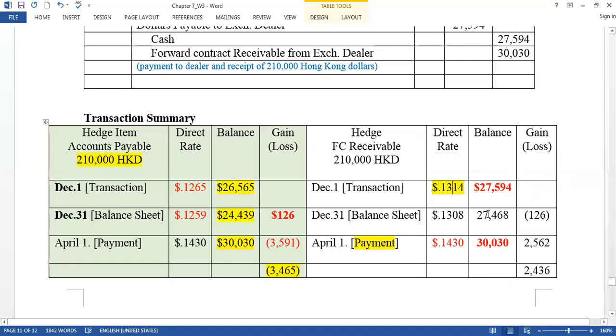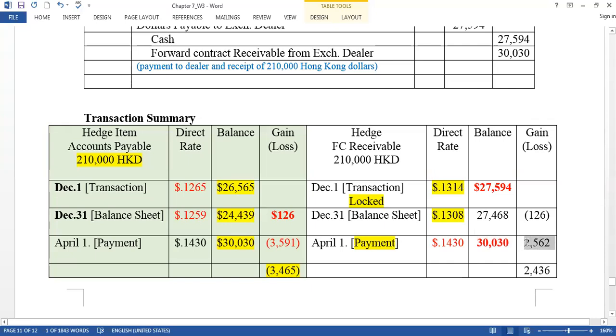Now we are going to calculate gain or loss. This is the transaction date amount, and this is the balance sheet date amount. Because we already locked this amount and we cannot change it, we find that the balance sheet date rate of the exchange dealer is lower than our rate. That means we have a little loss. Clear? Now we are going to compare the balance sheet rate and the payment date rate. We find that we have a gain here.